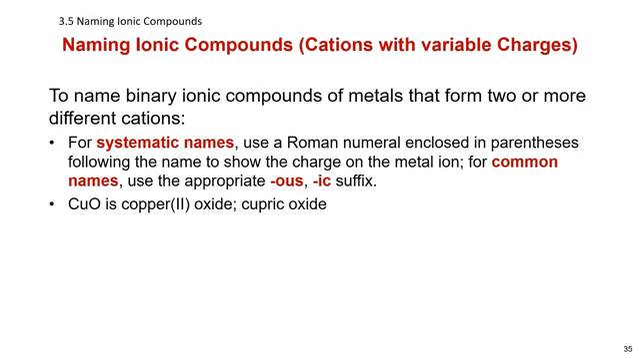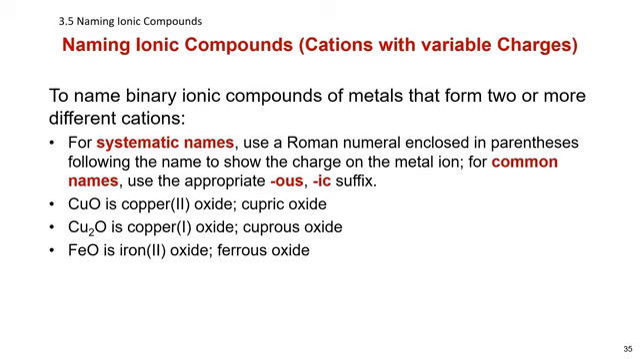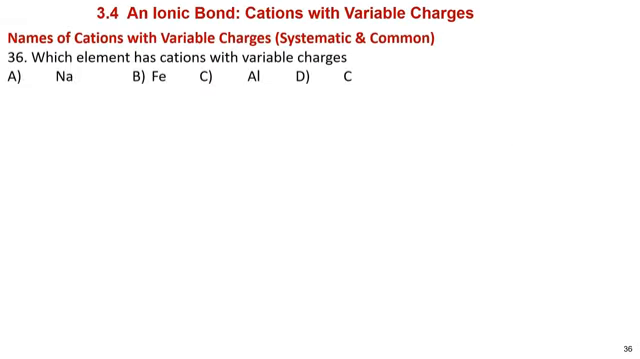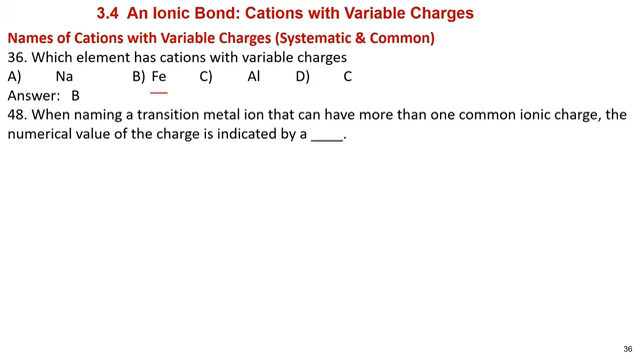Which of the elements have cations with variable charge? You have to look for one in the transition metals, or lanthanides, actinides. We don't ask questions about lanthanides, actinides. Which element is in the transition metals? This one. These are our main group. Therefore, iron is the correct answer. It has variable charge.